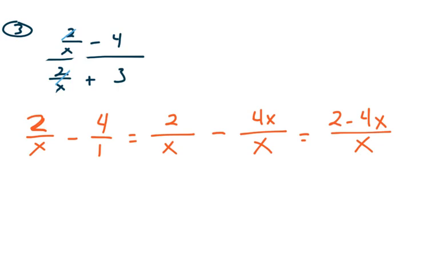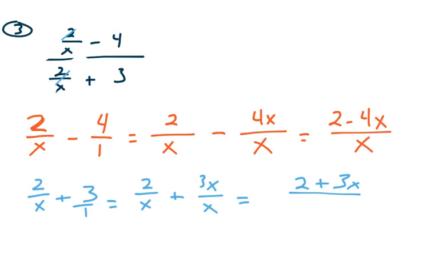Okay, denominator. We've got 2 over x plus 3. Make that 3 over 1. It's going to be very similar to the numerator here. It's still going to be 2 over x plus something over x. And once again, we're going to need to multiply by x over x to get 3x over x, which leaves us with 2 plus 3x all over x.